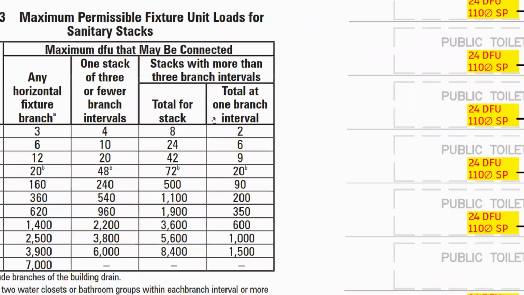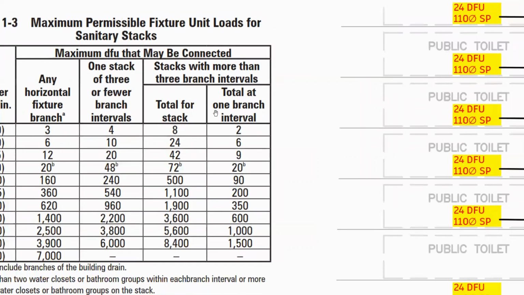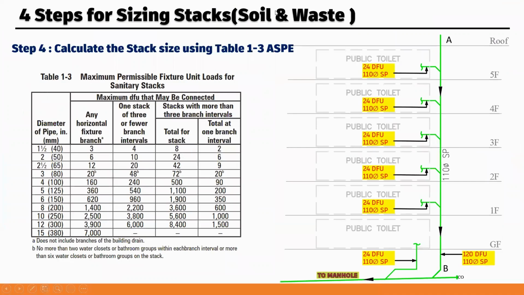Now the next column is stack with more than three branch intervals. So if the building is more than three stories high, we have to focus on these two columns. Inside this we have two more columns: one is total for stack, and the other is total at one branch interval. What does it mean? If you add up all of this in this stack, it comes out to be 24 into 5, that is 120. So the stack capacity is 120.